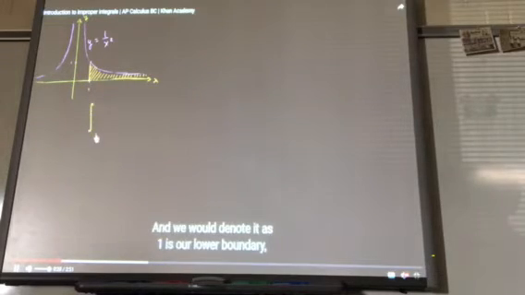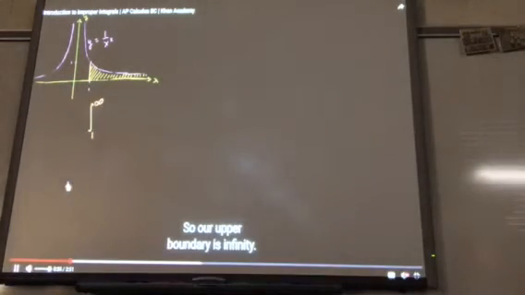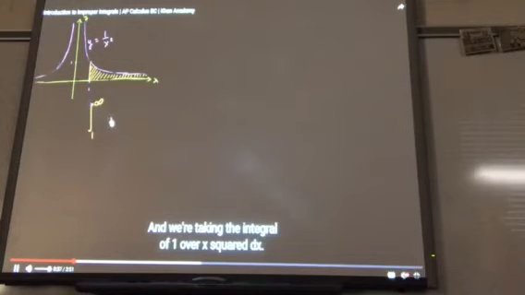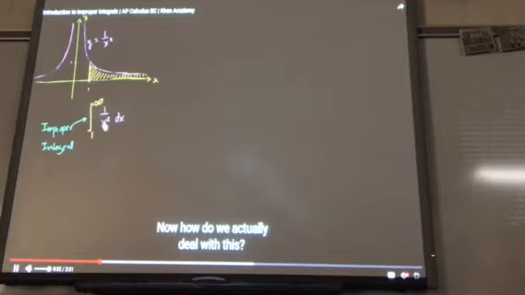And we would denote it as 1 being our lower boundary. We're just going to keep on going forever as our upper boundary, so our upper boundary is infinity, and we're taking the integral of 1 over x squared dx. And so let me be very clear. This right over here is an improper integral. Now, how do we actually deal with this?